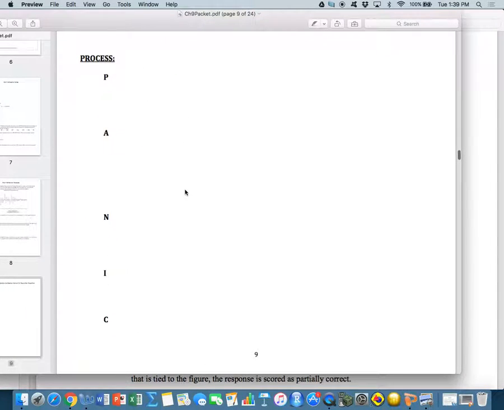Okay, so the process for a confidence interval is called PANIC. So you need to write this down. It's for a confidence interval. Any time at all for the rest of the semester that I tell you to calculate a confidence interval, I mean do PANIC.